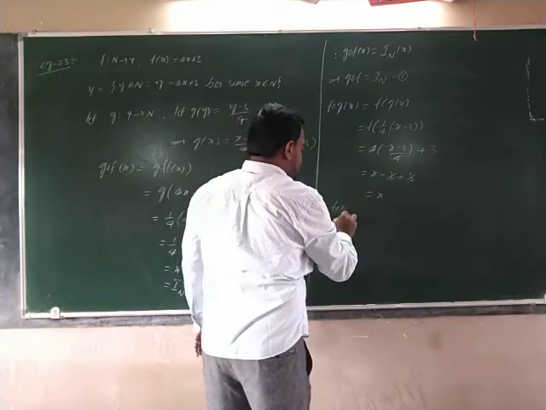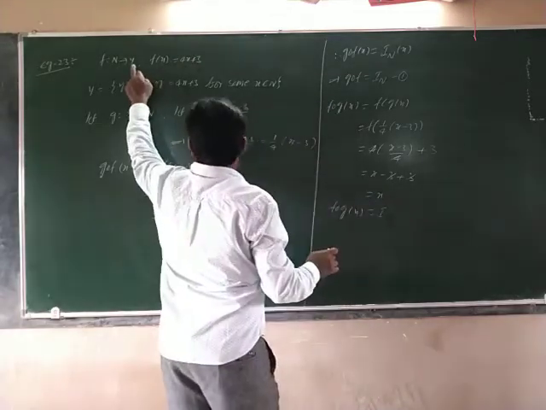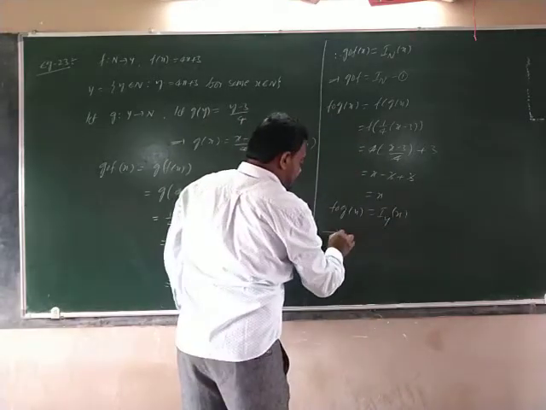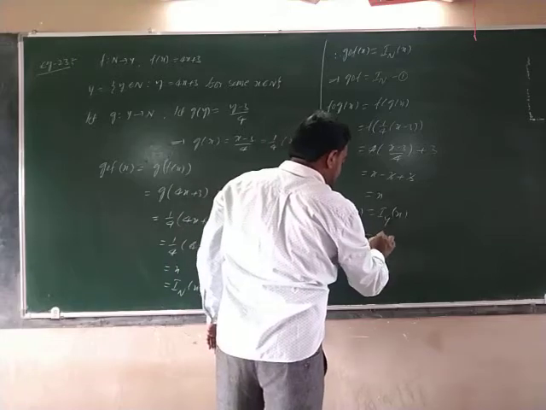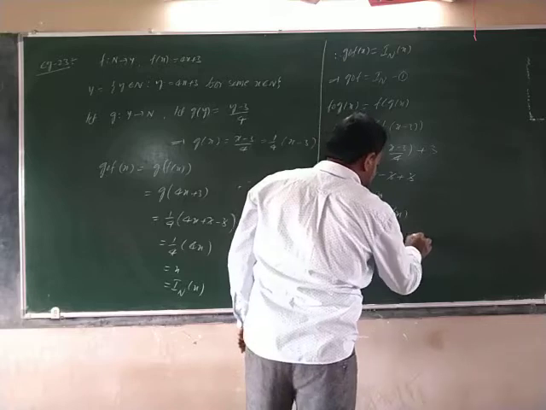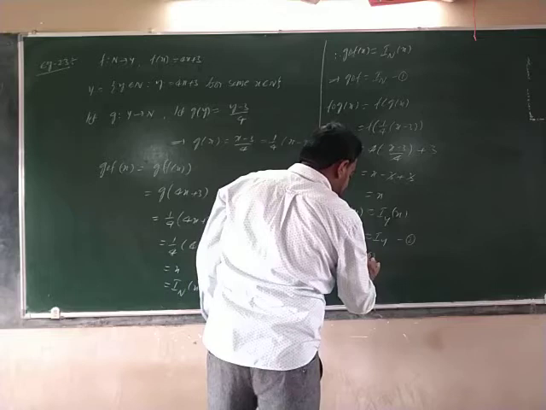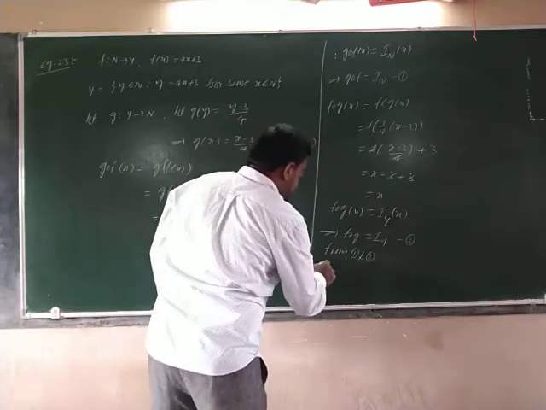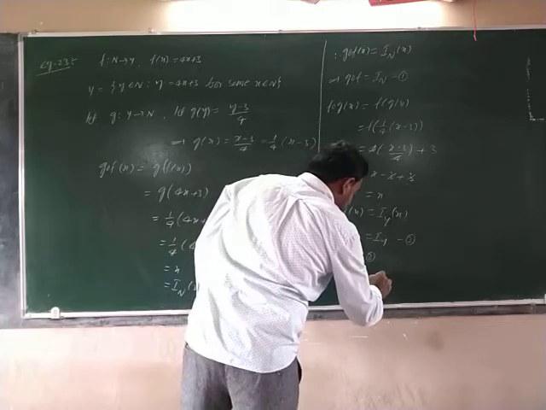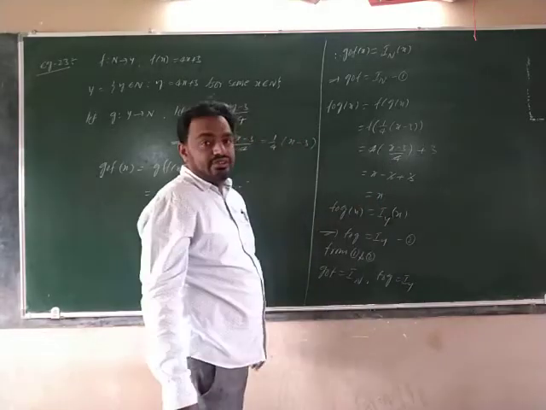So f circle g of x is equal to I y of x. Therefore f circle g is equal to I y. This you take as equation 2. From 1 and 2, g circle f is equal to I n, and f circle g is equal to I y.